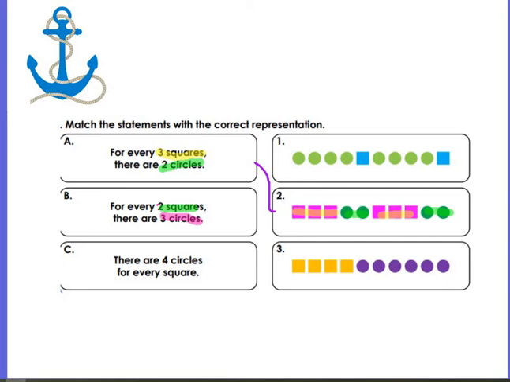So 2 squares, 3 circles. Have a look, 3 circles, 2 squares, 3 circles. And you can see I haven't got any left. And then the final one, 4 circles for every square. So I've got 1, 2, 3, 4 circles and a square.